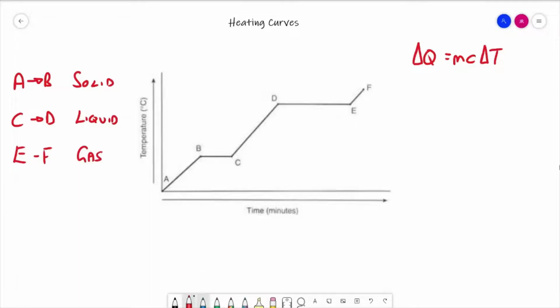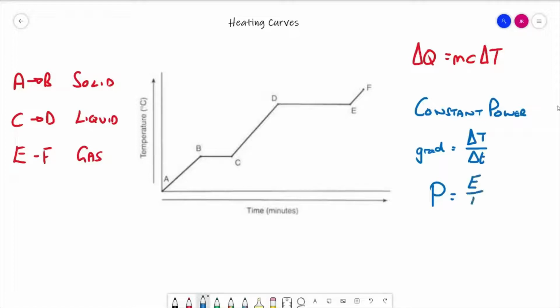Now, as I said before, if we assume that we have a constant power, in other words, we've got a constant energy input, then from the graph, we're going to be able to work out quite a lot about the substance. So let's have a look at what the gradient of the graph represents. Well, the gradient is temperature on the y-axis, and obviously we've got time on the x-axis. Remember, of course, that when we're talking about power, that power is the rate of energy transfer, so it's energy over time.